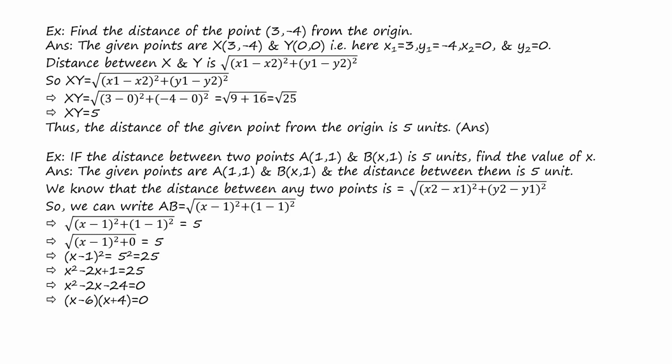Or on expanding, we get x square minus 2x plus 1 equals 25, or it is x square minus 2x minus 24 equals 0. On doing middle term factorization, we get (x minus 6) into (x plus 4) equals 0. Now equating both the factors x minus 6 and x plus 4 to 0, we get x equals 6 or x equals minus 4. Thus the required value of x is either 6 or minus 4, is the answer.